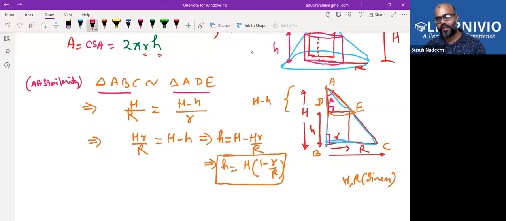You have studied similarity in class 10. Now, if the two triangles are similar, the sides are proportional. So if we take triangle ABC, it's AB length by BC length, which is H by R, and AD by DE, which is H minus h, and DE is r. Now you cross multiply. So hR by R is H minus h. So h is equal to H minus hR by R. So small h is capital H, 1 minus small r by R. That is what you are getting here.